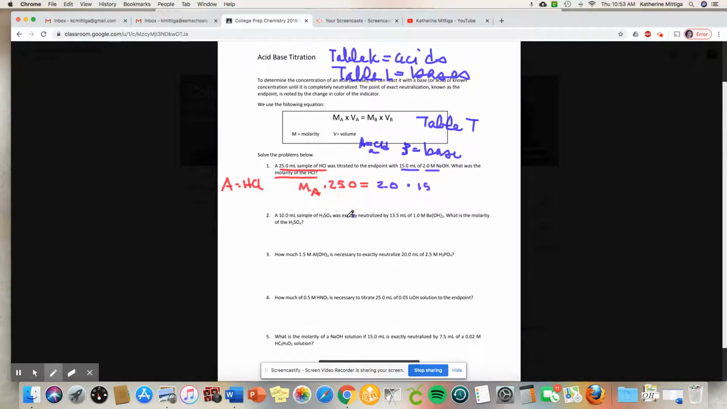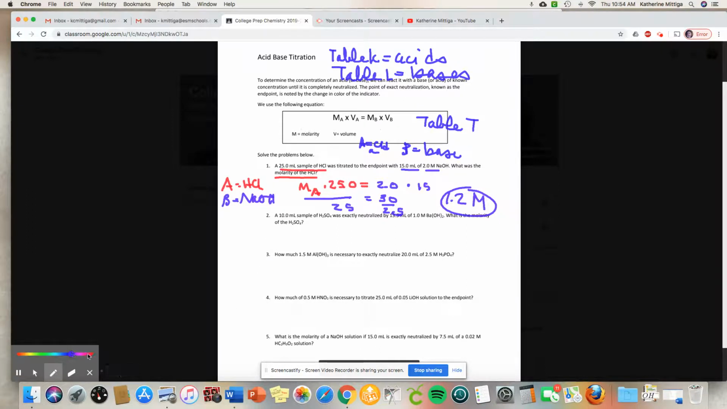Okay? So now it's just a matter of doing some algebra. We're going to multiply those two things together and get the same thing. Let's multiply 15 times 2, and you're going to get 30 equals that times 25. So let's divide both sides by 25. I do apologize, this pen is not great, and that should be 25, not 2.5. So 30 divided by 25 is 1.2. So our answer is 1.2 molar. That is the molarity of the HCl. So acid, NaOH.